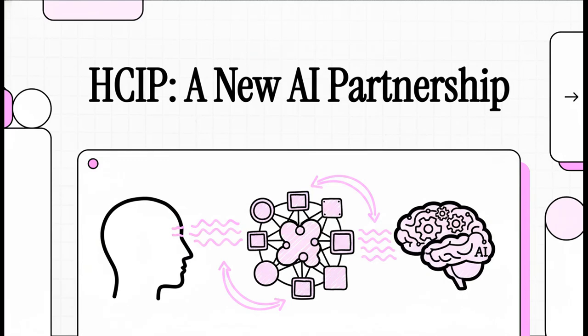Okay, let's talk about our relationship with AI. But I want you to forget the simple commands, the stuff we're all used to. What if we could have a true cognitive partnership with it? Today, we're diving into a brand new framework for exactly that. It's called the High Context Interaction Pattern, or HCIP for short.